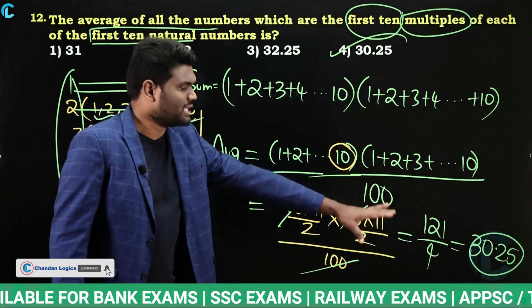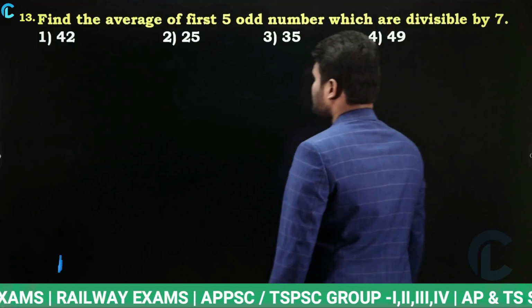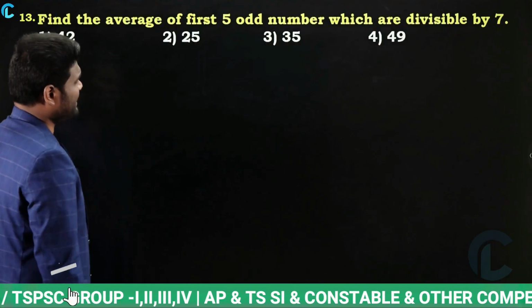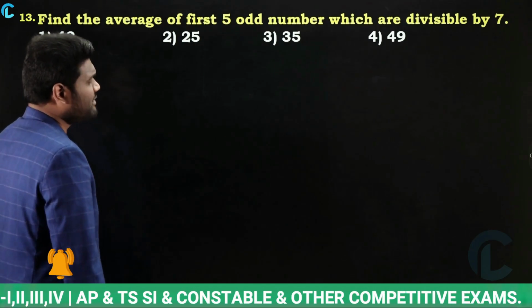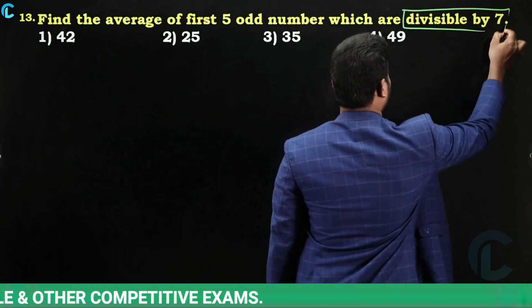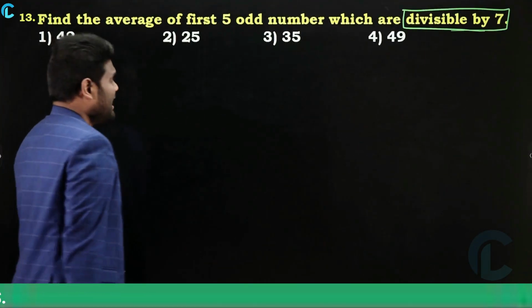When you calculate this, the answer is going to be 30.25. Okay. Next question. Find the average of first 5 odd numbers which are divisible by 5. Look here, you are asked to find first 5 odd numbers which are divisible by 7. Okay, let us look at them.